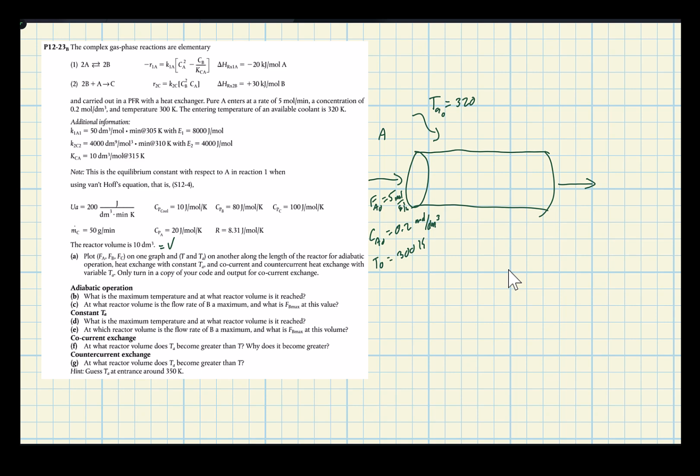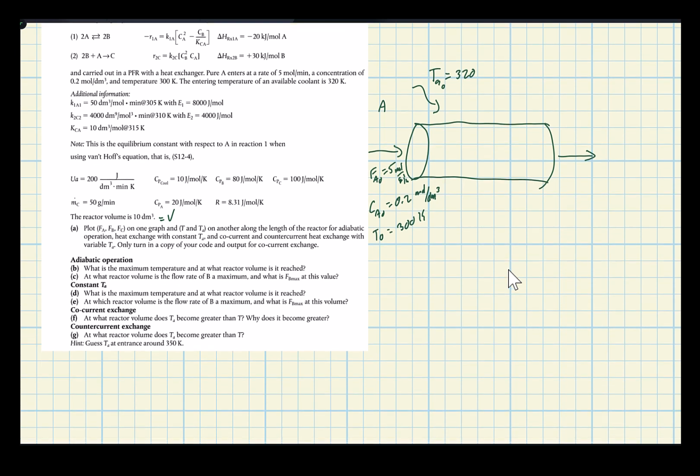And then the first thing that we're going to want to do is start with a mole balance. So we know that we want our flow rates of A, B, and C versus volume. And then we also want a separate graph, so we want T and Ta versus volume as well. So we need to figure out equations that give us flow rates as functions of volume and also temperatures as functions of volume. So we want all these different species as a function of volume, and then we want temperature as a function of volume as well.